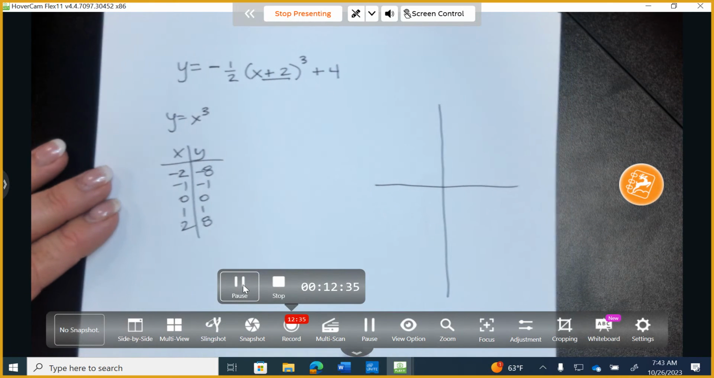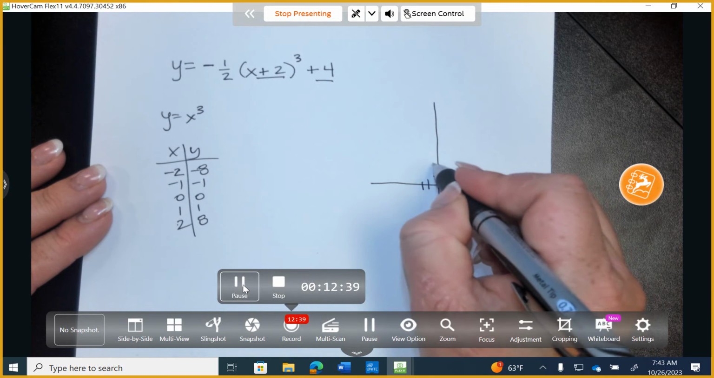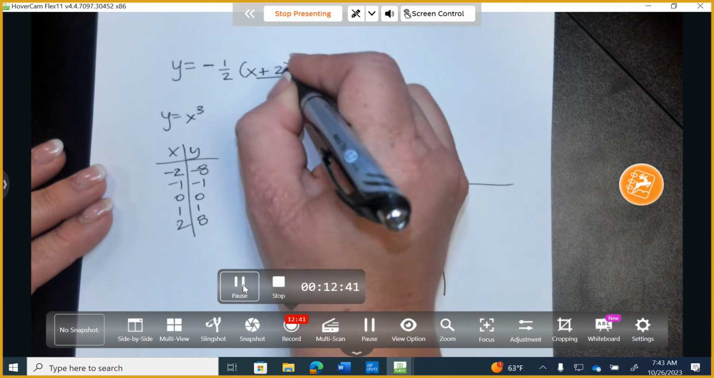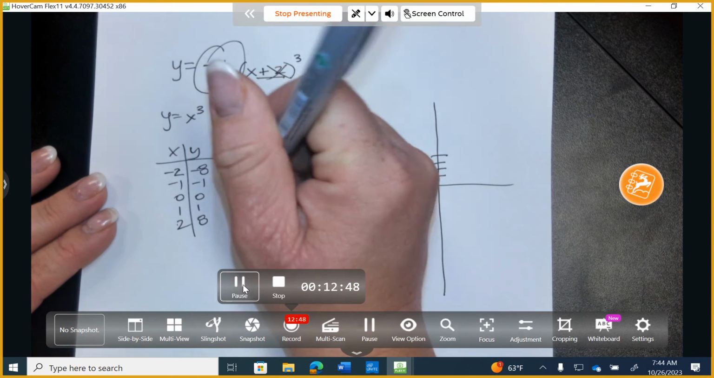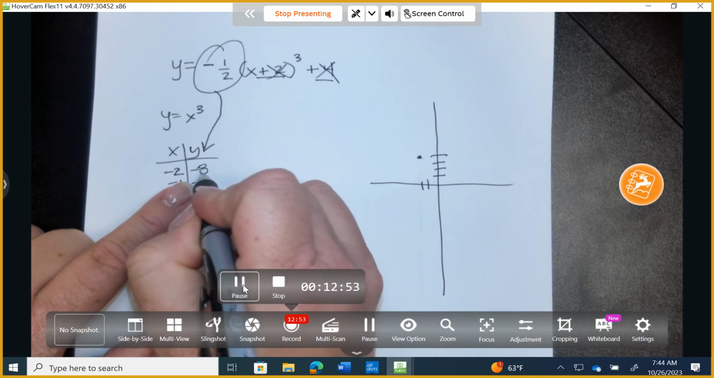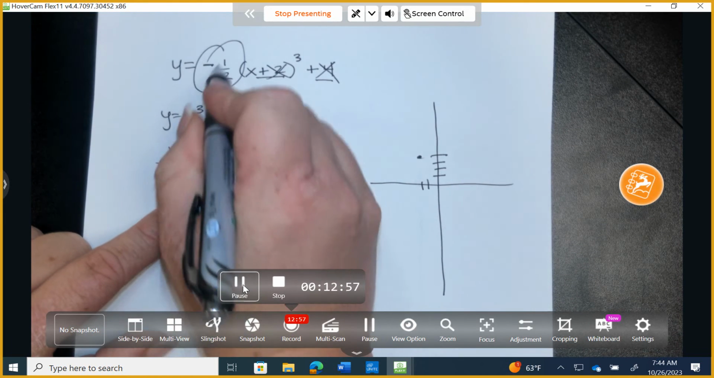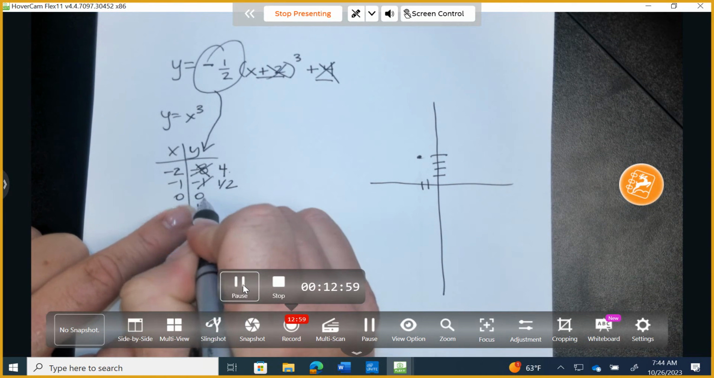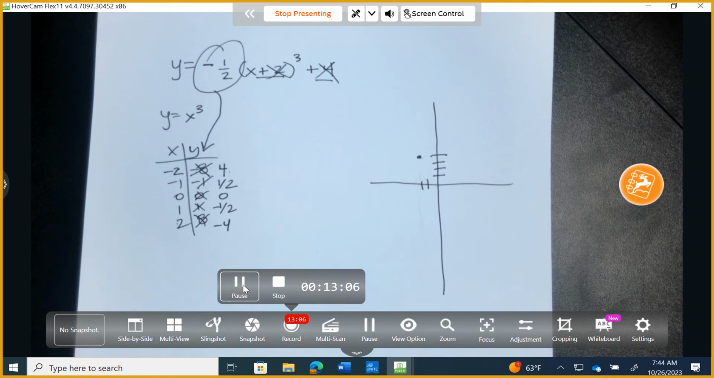I'm going to take this and move this to the left 2. I'm going to take this and move this up 4. That is the center point of x cubed. Now, I'm going to take each one of these, bring it down here, and multiply it. So half of 8 is 4, and notice a negative times a negative is a positive. Half of 1 is 1/2, again positive. 0 is not impacted. Half of 1 is 1/2, and there's a negative, and the same thing for 4.